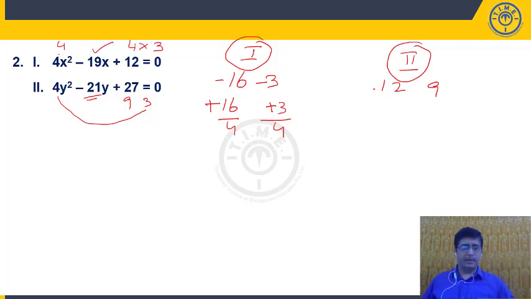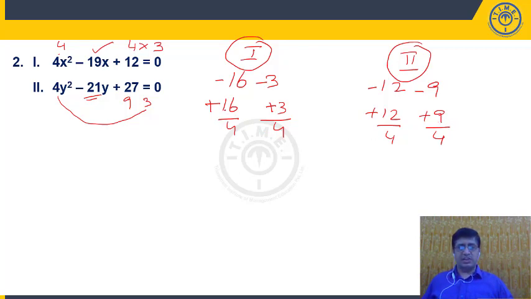Now what about this one? Minus 12 and minus 9, the sum of these two is equal to minus 21. So what about the roots? Plus 12 and plus 9. What is the denominator? It is 4, the coefficient of y square. Now just look at this one, what is the cancellation? So 16 and 3, 12 and 9.